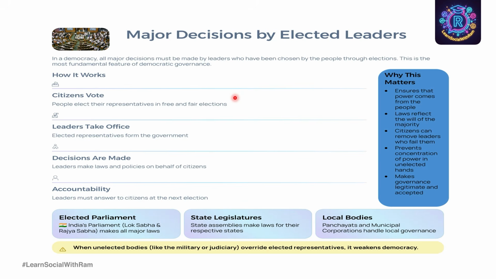Step 4, there is a question of accountability. Leaders must answer to the people, correct? If they fail, citizens can remove them. Students, this ensures that power remains with the people. For example, in India, parliament, state assemblies and local bodies all make important decisions. Remember, unelected bodies should not dominate elected leaders. So this is the very first feature of democracy, that is, major decisions are made by the elected leaders.